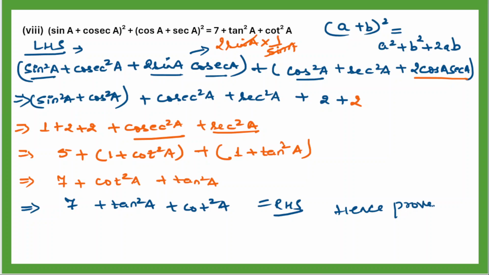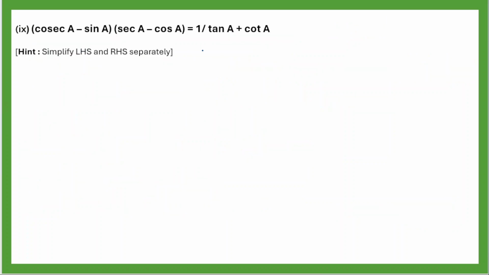These are very easy identities, you need not worry about it. Okay, now we will move on to the next part. Cosec A minus sin A into sec A minus cos A equals 1 by tan A plus cot A. What we are doing here, we have to simplify left hand side and right hand side separately. It is given as a hint.